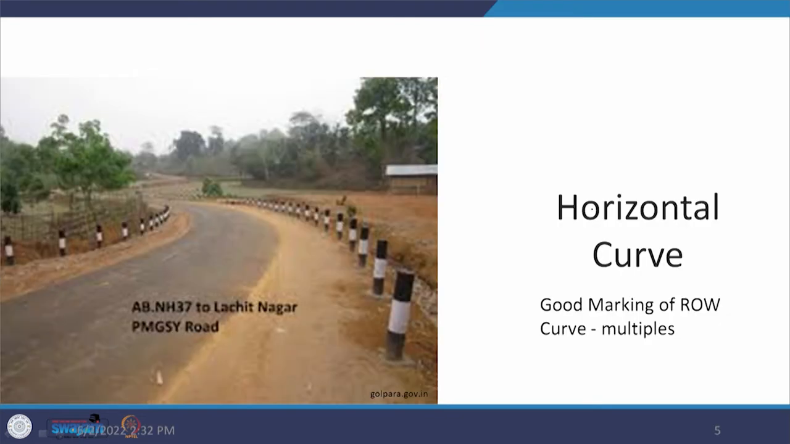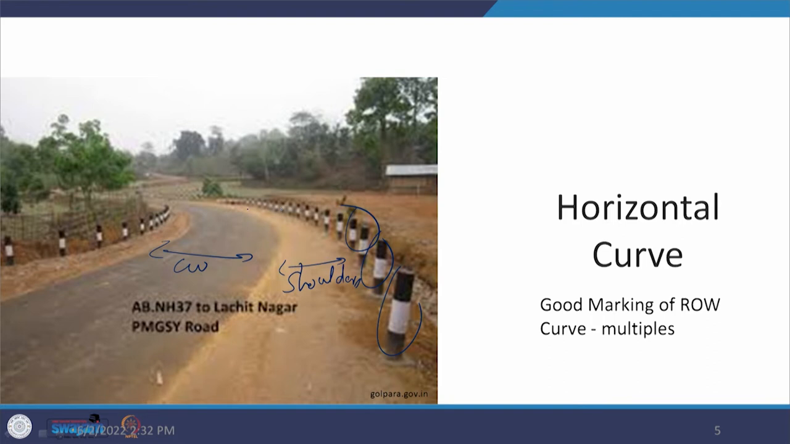Say this is another photograph from a PMGSY road. Here you can find that the width of the carriageway is clearly defined and shown, and it also has shoulders on both sides. And then the marking has been done by way of these types of poles. It is trying to avoid a situation where the vehicle goes out of control and goes into the field. So, that is another good thing being done.